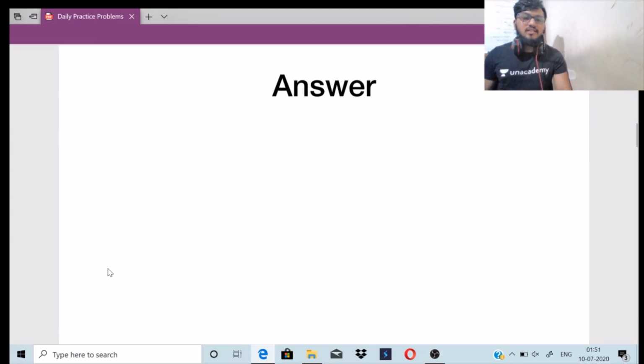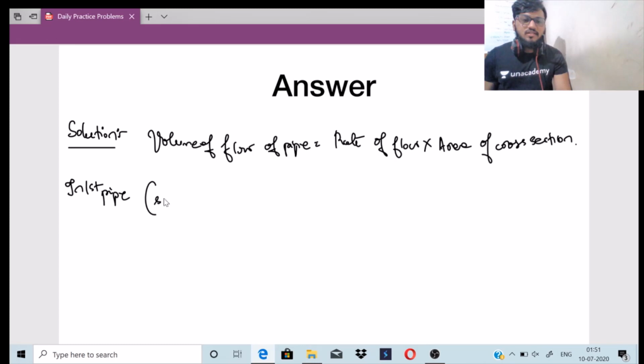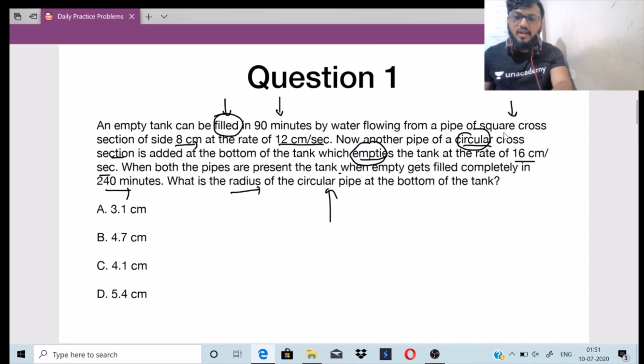So let's move on to the answer, and I will start giving the solution here. Many mechanical engineers might know this formula: the volume of flow of a pipe is equal to the rate of flow into the area of cross section. If I take the first pipe, what is its cross section? The cross section is a square.